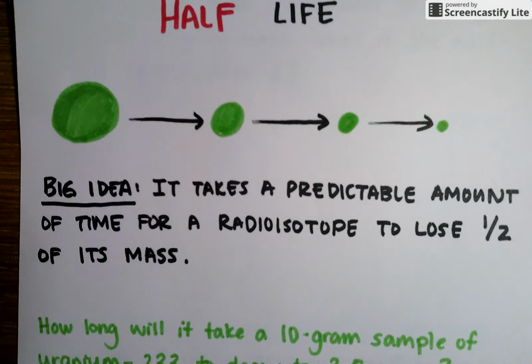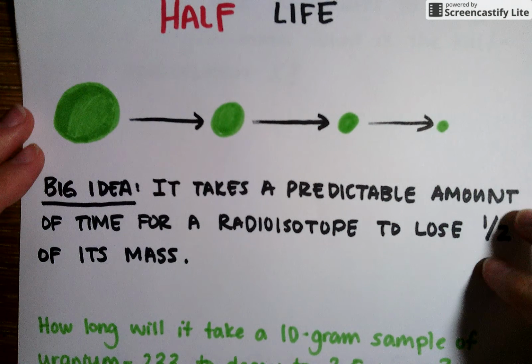And the big idea here is that it does always take a predictable amount of time for a radioisotope to lose one half of its mass. And that predictable amount of time just so happens to be listed on table N for your selected radioisotopes that we've got reference to. So as you're watching this video, have table N out and also have a calculator handy to help you with some of these calculation problems.